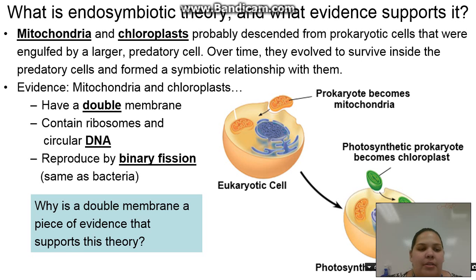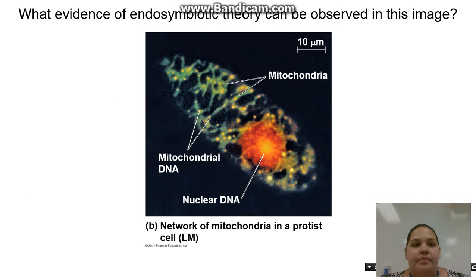They contain ribosomes and circular DNA, so they have their own DNA, and they actually reproduce by binary fission, which is exactly like bacteria. So the question is, why is a double membrane a piece of evidence that supports this theory? If you can't think of something, we're actually going to get to see this with an Easter egg. It's really neat tomorrow. Make sure you have this written down.